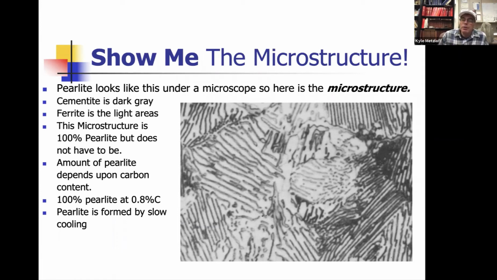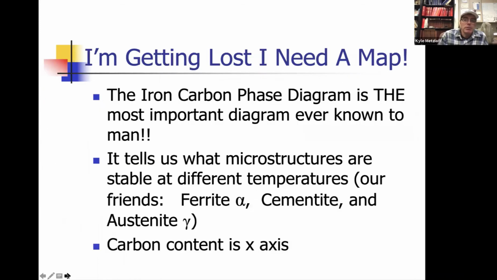Perlite is formed during slow cooling. In fact, the slower you cool it, the wider these little plates are, so they're farther spaced apart. Why? Because carbon can migrate farther, okay? Anyone have any questions? Go ahead and ask away while you think of them. Are we good here? Do you understand what it is? Okay.